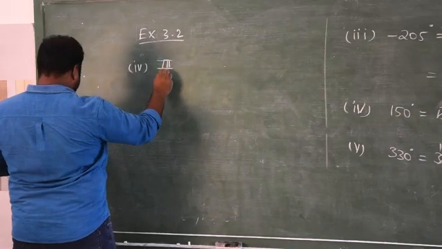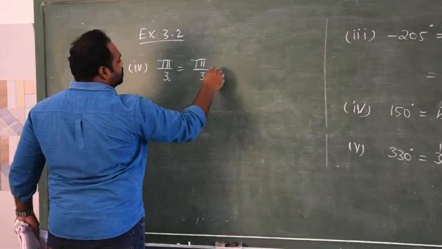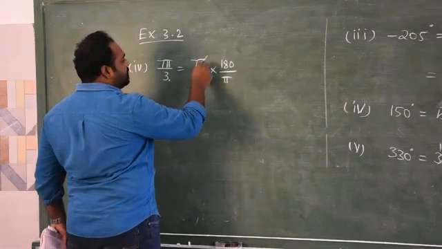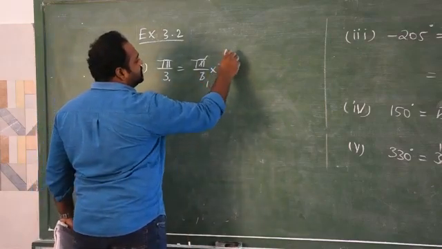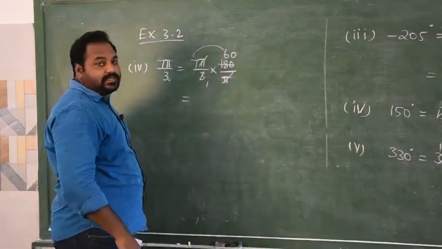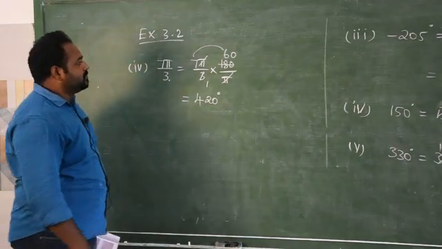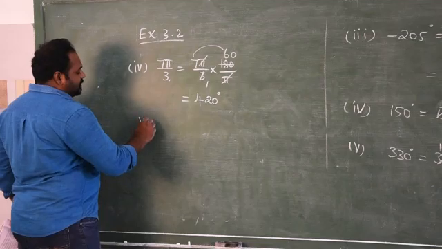Next, question number 4. 7 pi by 3 equals 7 pi by 3 into 180 by pi. So here automatically pi will be cancelled. Then 3 ones are 3, 3 twos are 6, 60. 7 into 60, 420 degree. 7 sixes are 42, then 0, so 420 degree.